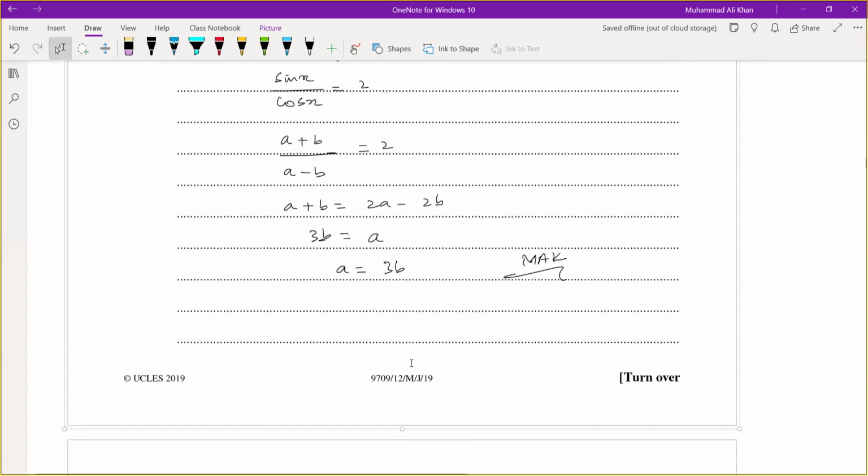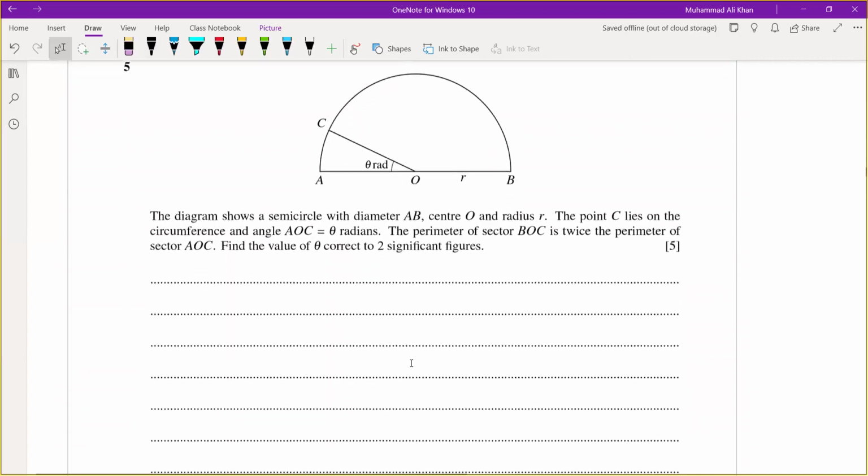Now, after that, the next question is a question of circular measures. What is being said in it?